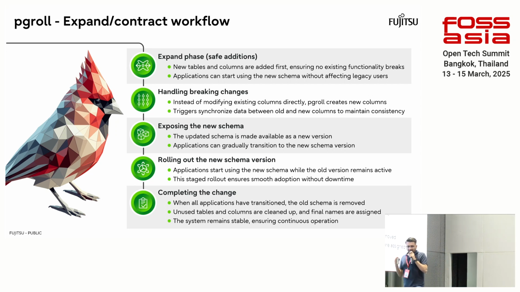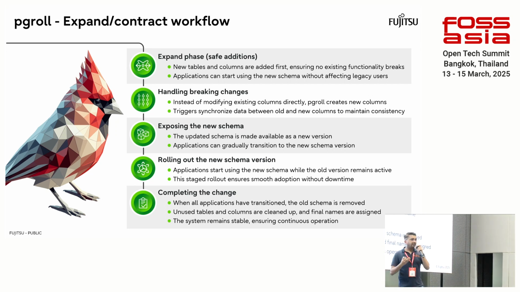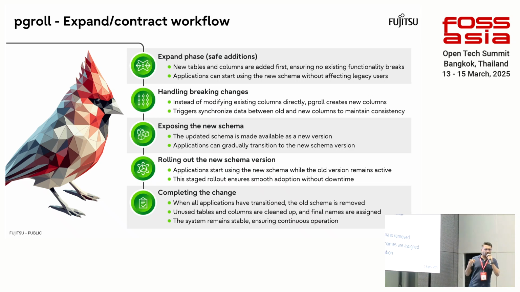It is all about adding changes which might break the existing functionality, for example, modifying an existing column. Here pgroll acts very smartly. Instead of modifying your existing column directly, it will add a new column in the background and also create a few additional triggers, which are responsible for synchronizing your data from the old column to the new column. This approach ensures a smooth transition for your application and also reduces the risk of errors.